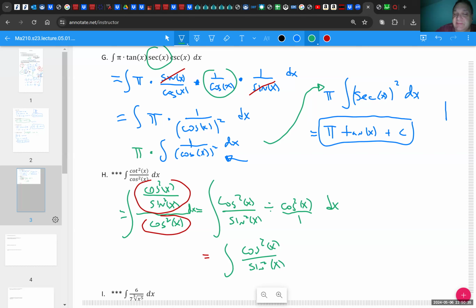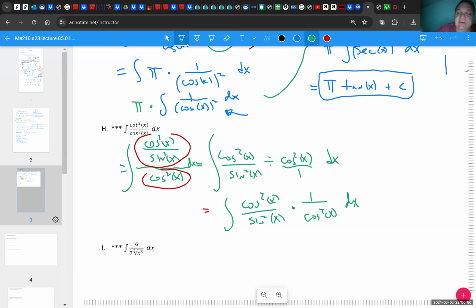Instead of divided by this fraction, I get times the reciprocal of this fraction. So 1 over cosine squared. And so now you may begin to see how it simplifies, because the cosine squared has something on the top and something on the bottom. And we're left with 1 over sine squared. So I'll write this up here.